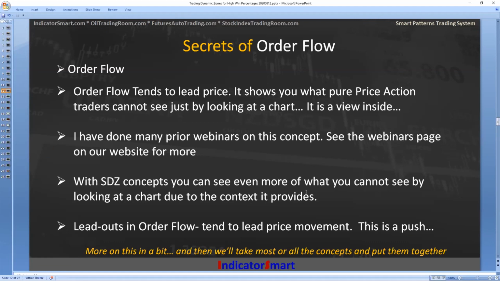With smart dynamic zone concepts, you can see even more of what you cannot see by looking at a chart, due to the context it provides. We just talked about that. Lead-outs in order flow tend to lead price movement. This is a push. I call it a push.